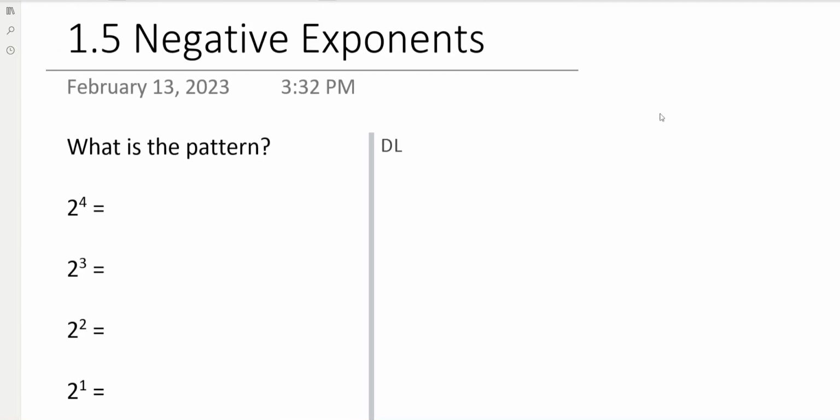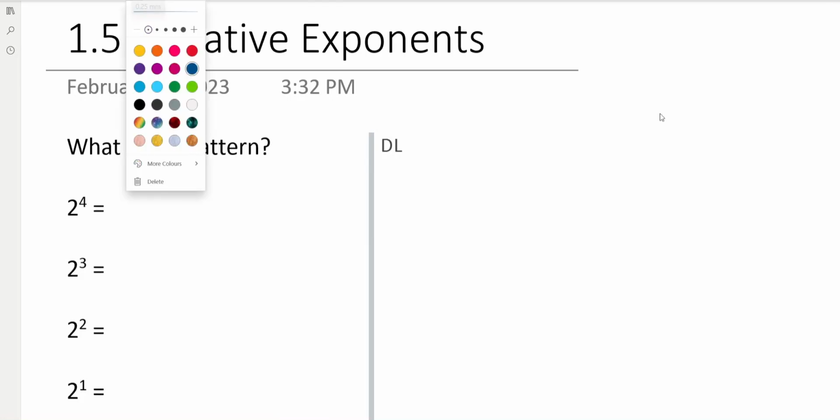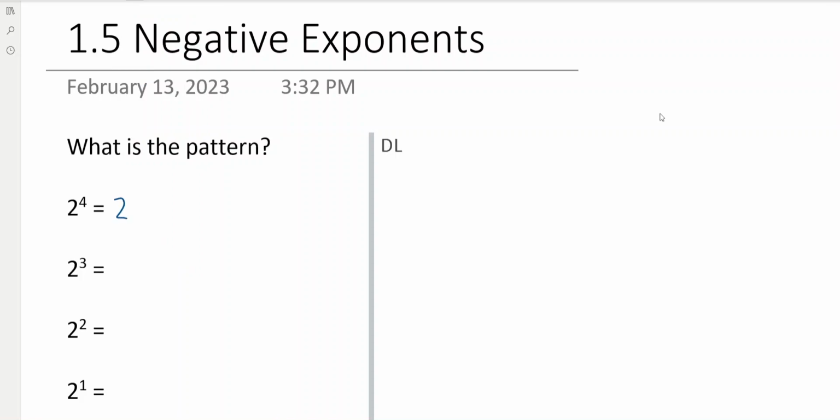So 2 to the 4 is like saying 2 times 2 times 2 times 2, or like saying 4 times 4, which is 16. Okay? 2 to the 3 is 2 times 2 times 2, which is 8. 2 to the 2 is 2 times 2, which is 4. And 2 to the 1 is just 2.